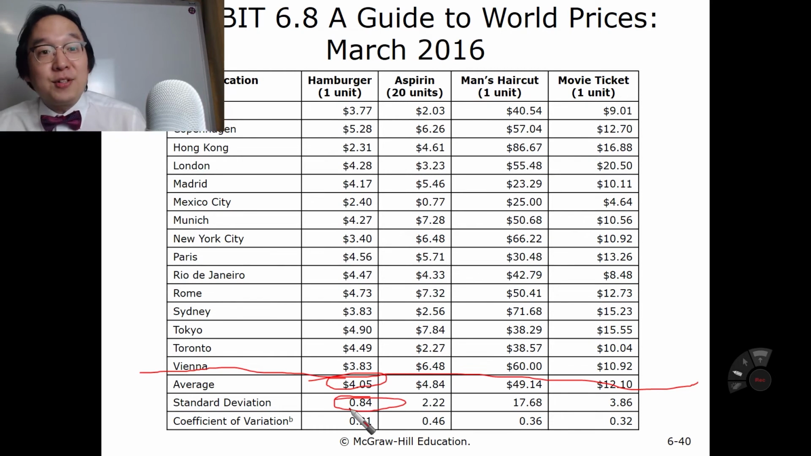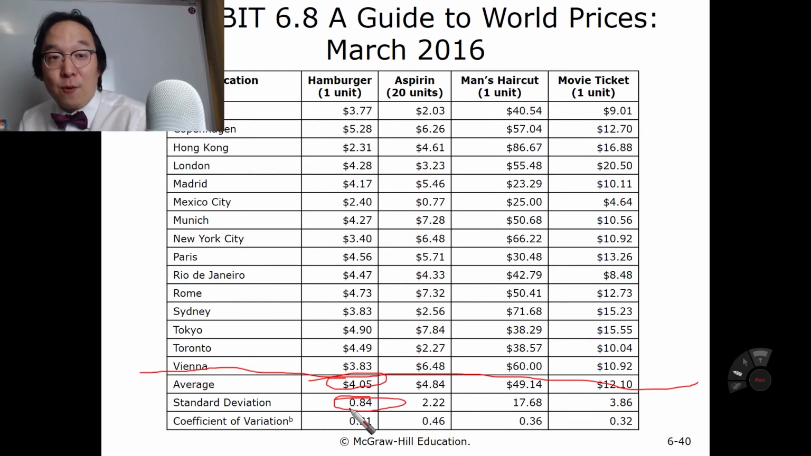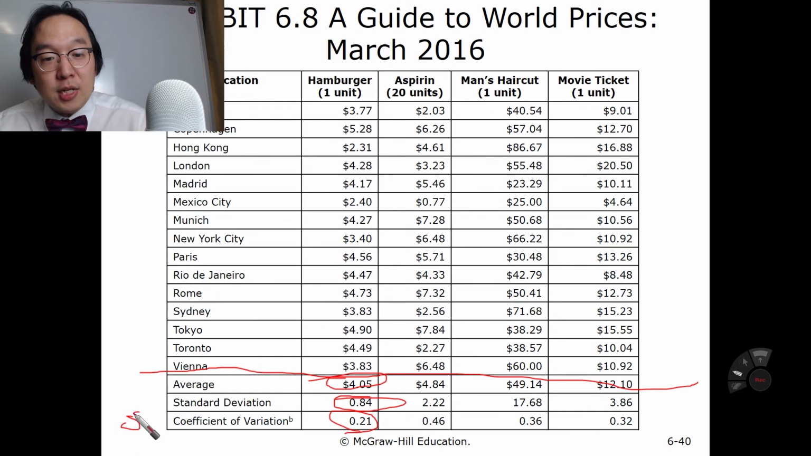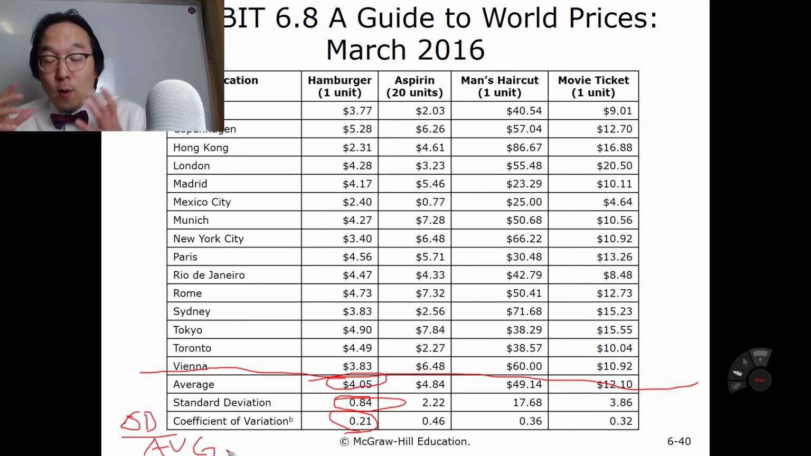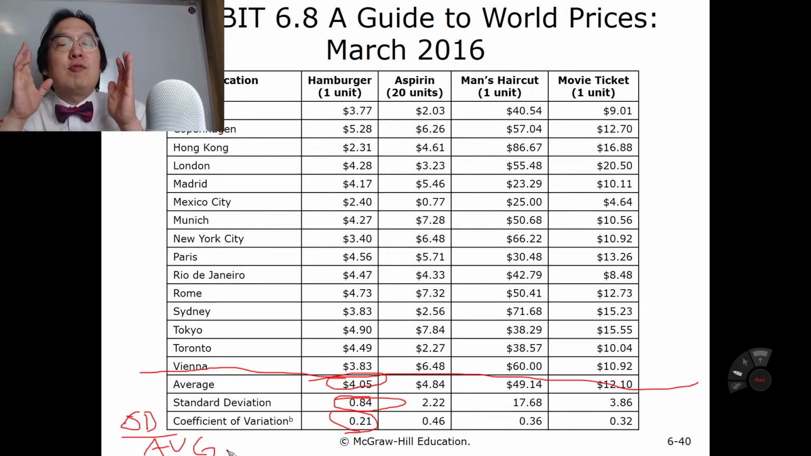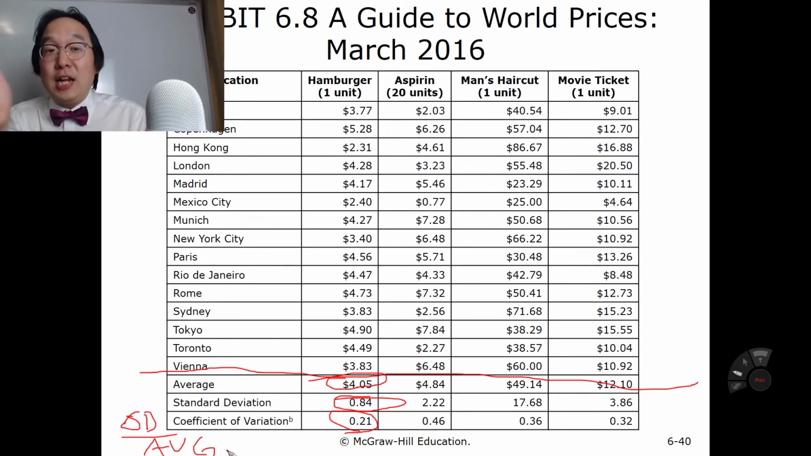Standard deviation of this dollar terms price is 84 cents. And then the coefficient of variation, what is this? This one is standard deviation divided by average. That's the coefficient of variation. What's the idea in coefficient of variation?